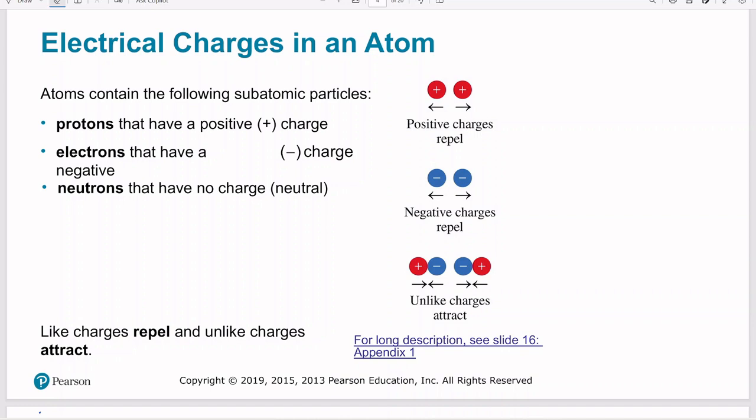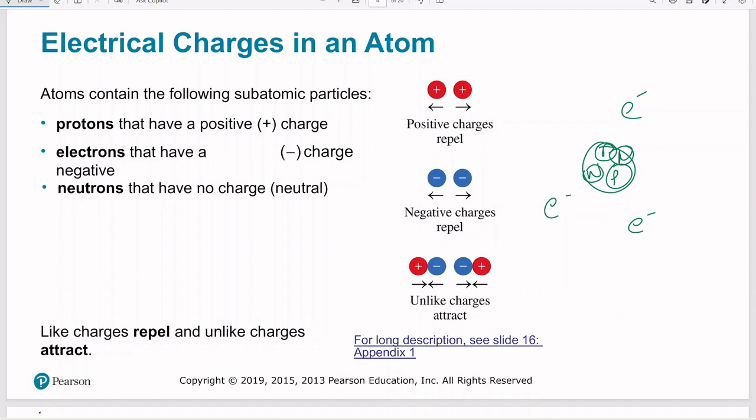In the simplest model of an atom, we have a nucleus and electrons that orbit about the nucleus. The nucleus, again, is in the center of an atom. The nucleus contains the protons and the neutrons in an atom, and the electrons are arranged around the outside in something called orbitals, and we'll talk about those later on. The protons are positively charged particles. Neutrons are uncharged particles, and electrons are negatively charged particles.